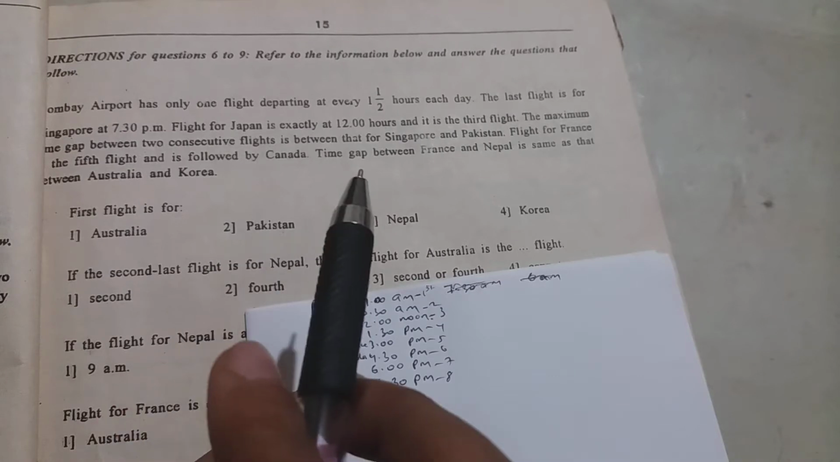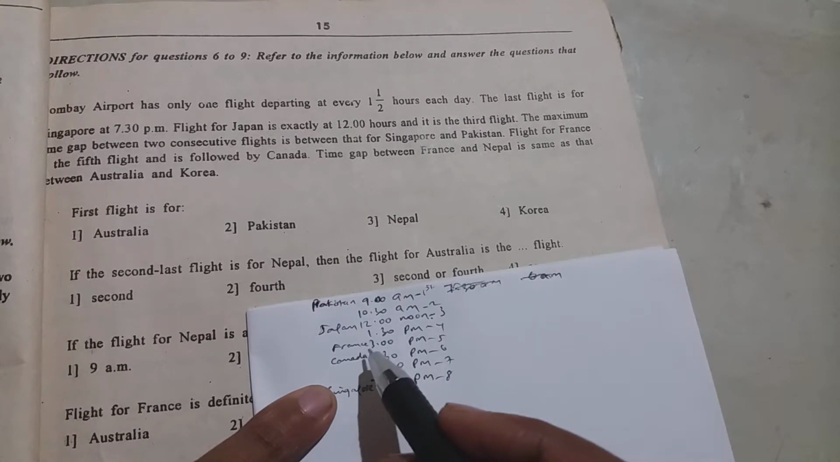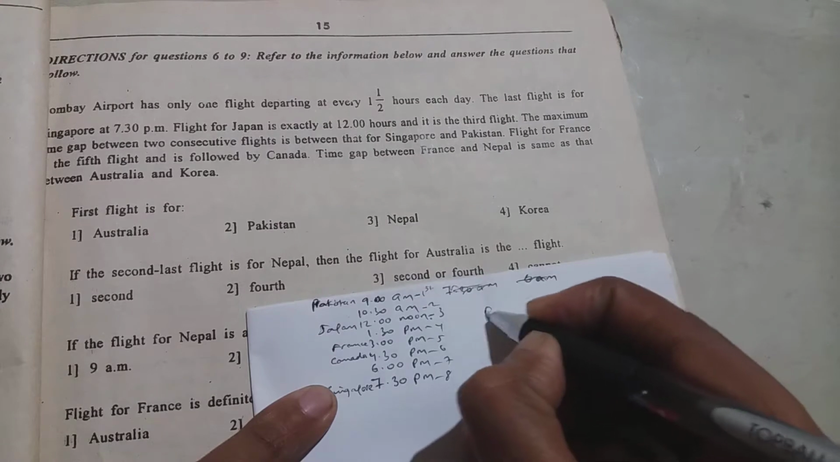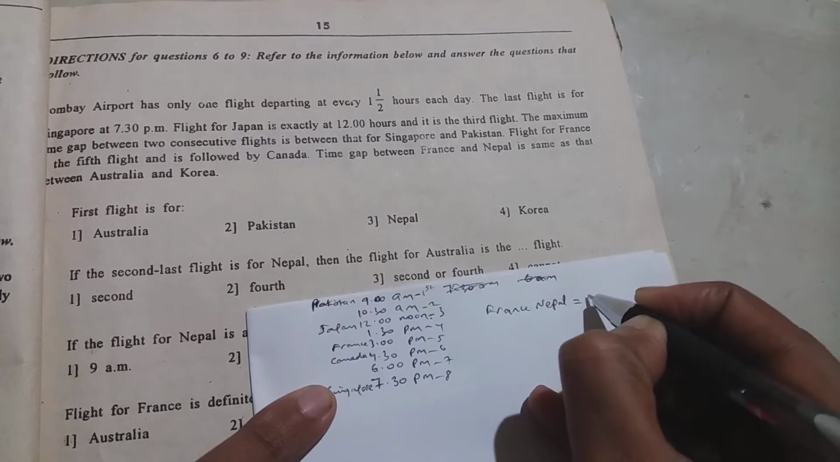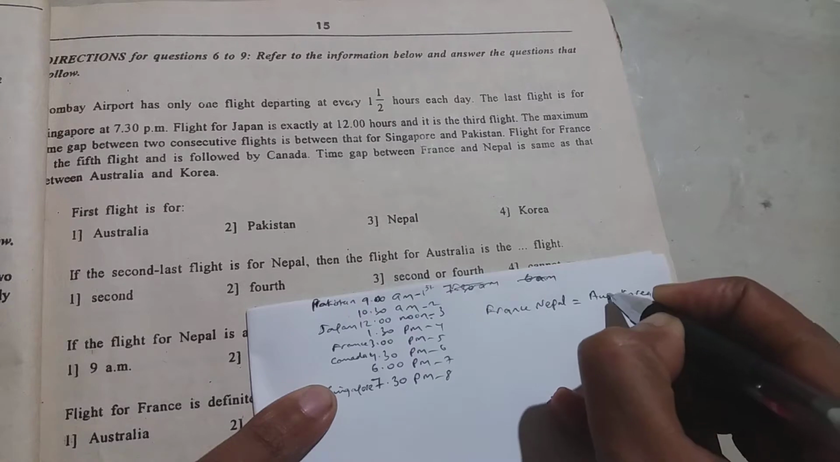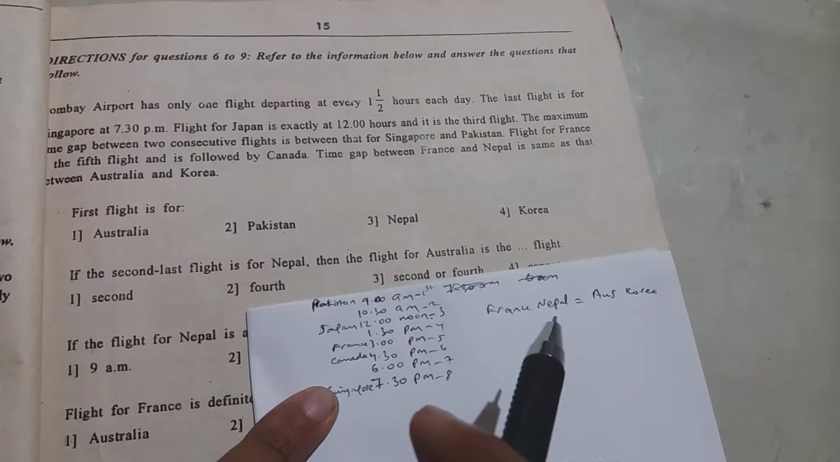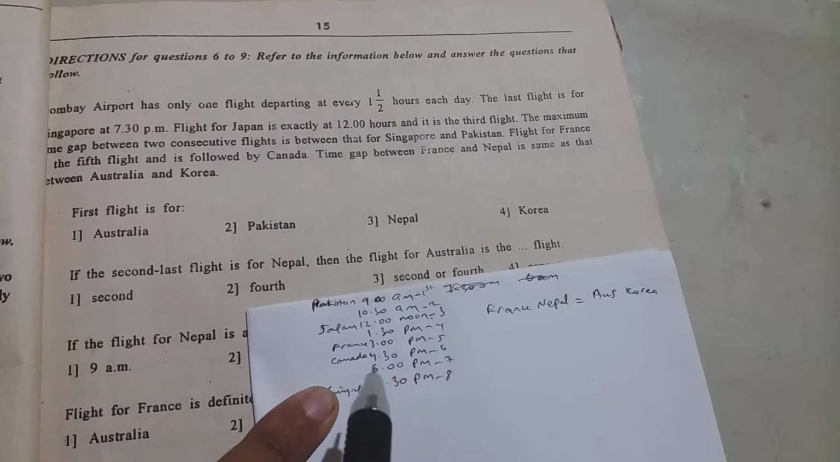Fine. Time gap between France and Nepal is the same as that between Australia and Korea. So we have 1, 2, 3 slots, and they are saying the time gap between France and Nepal is the same as that of Australia, I'm writing AUS, and Korea. Okay. So where can I put Nepal and then Australia and Korea? Time gap between these two and these two should be the same.